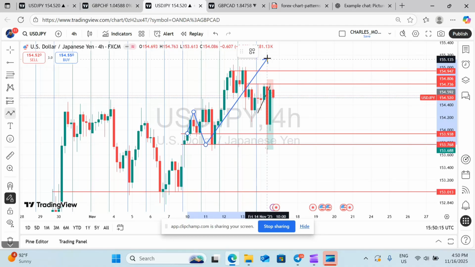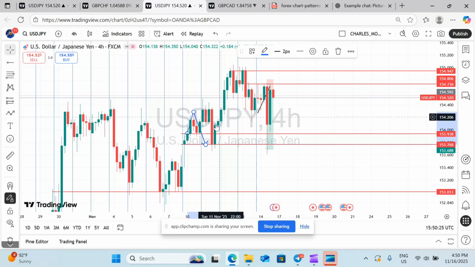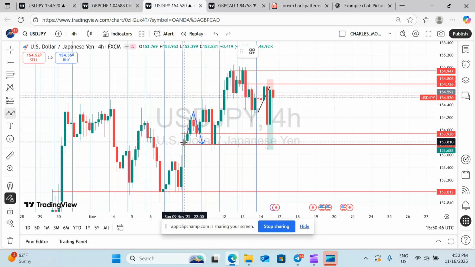This is one of the reasons why you must learn price action and also chart patterns, because this is an example of a double bottom, which shows that the market can do something like this. Let me take this again. The market can go up, come down, which is a practical example of what you saw here.